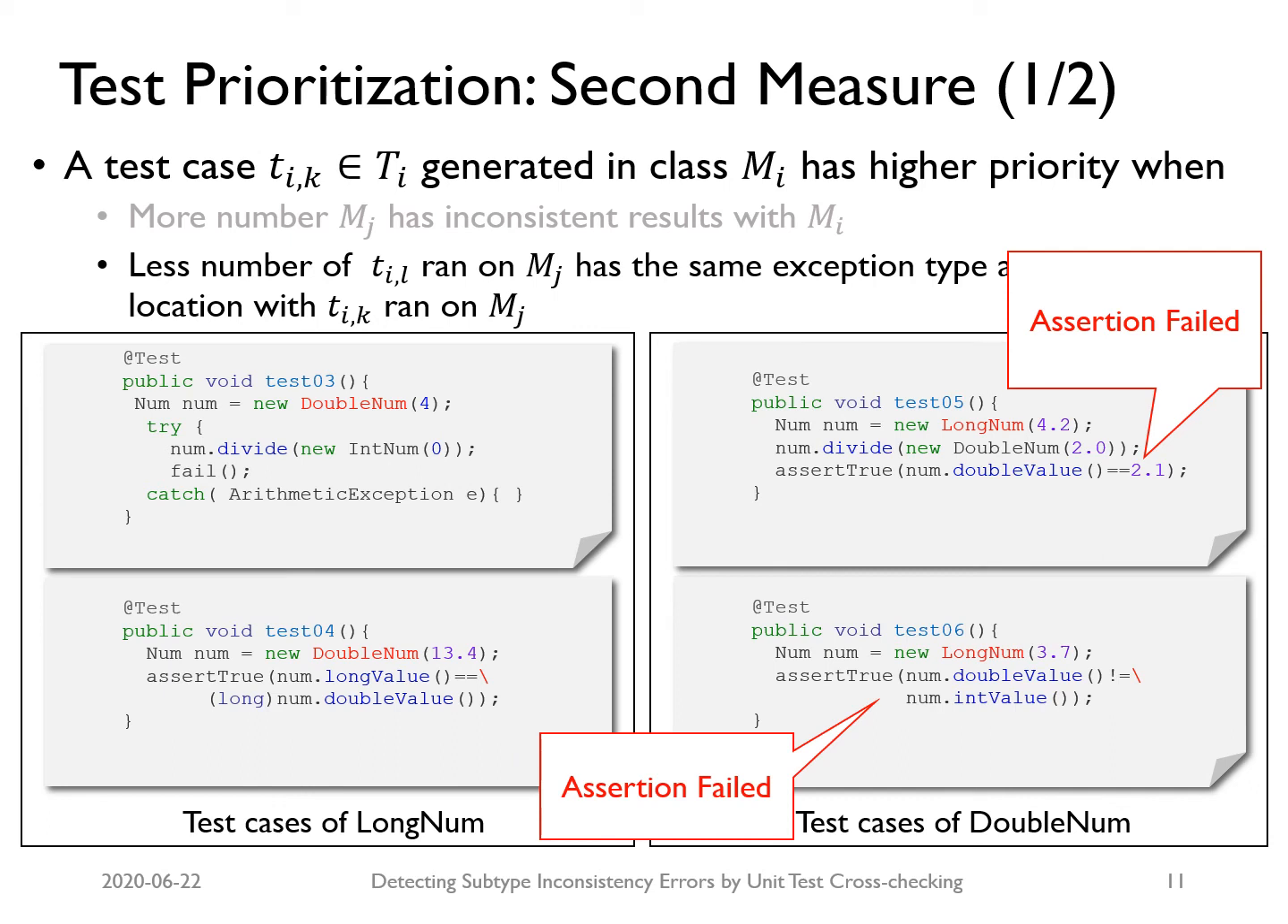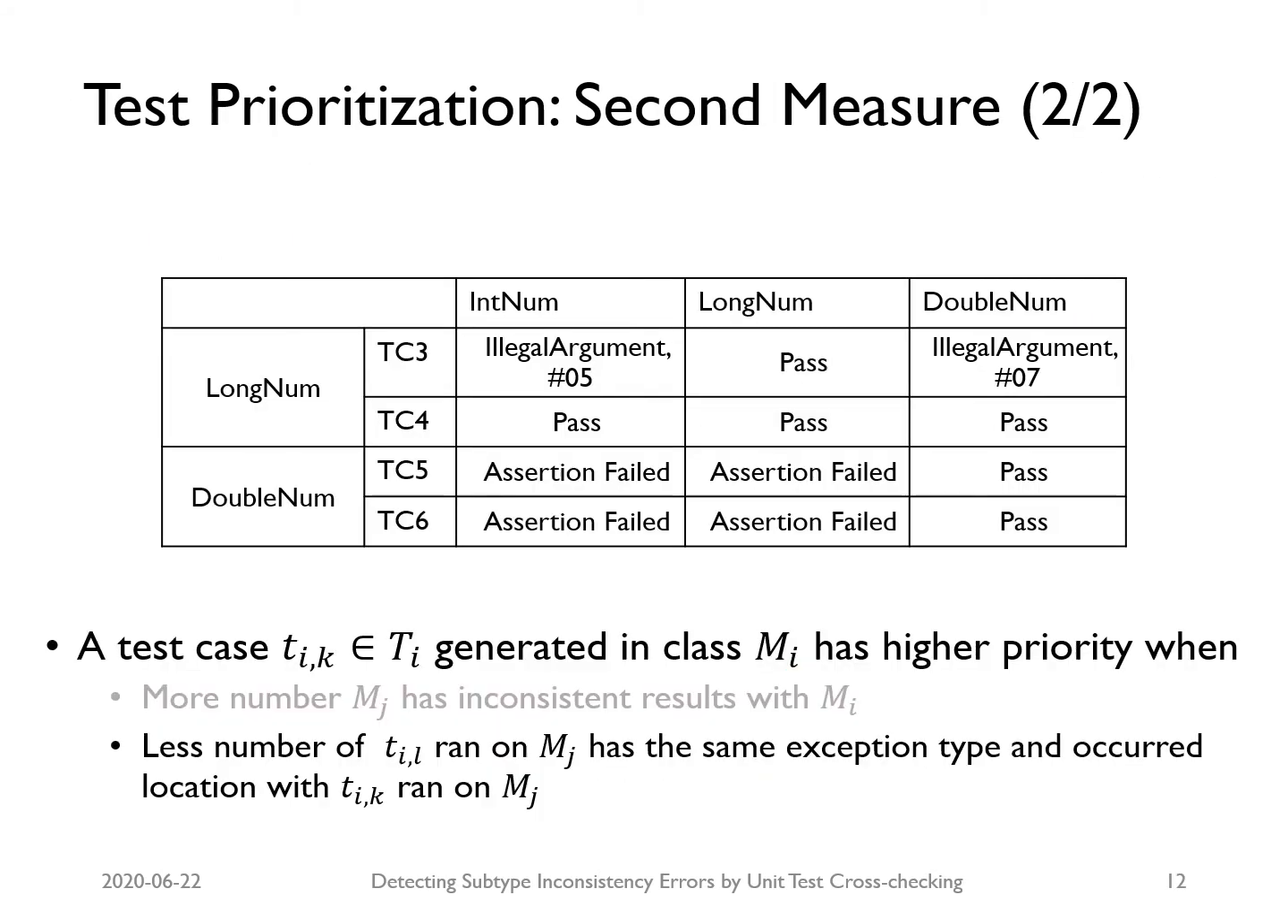And when the double num instance is changed to long num, the test fails because long num does not keep the floating point information. The table shows the result of test cases on each of the children classes. In test 3, int num and long num fail due to illegal argument exception on line numbers 5 and 7. But on test 4, all three classes pass the test case. For test 5 and 6, in int num and long num, the test fails due to assertion failure.